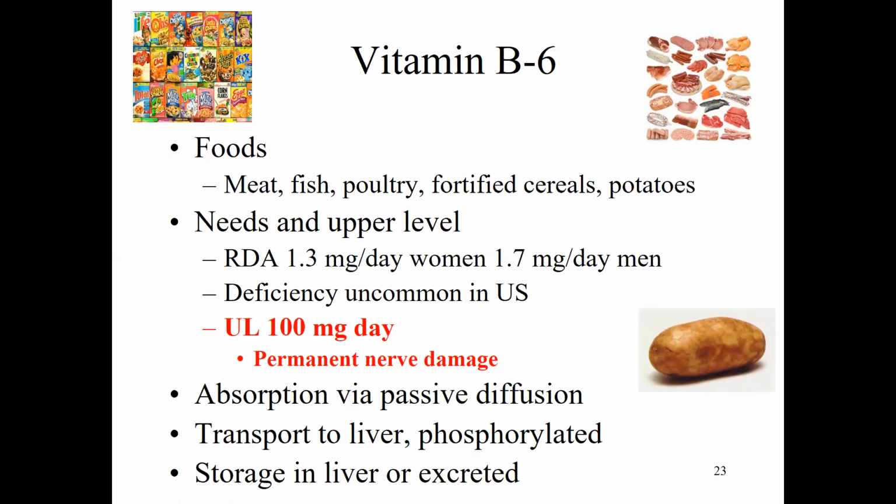In terms of absorption, it's very easily absorbed via passive diffusion. B6 gets transported to the liver, where it gets phosphorylated, so a phosphate group gets added to it. We can store it in our liver or we can excrete it. But because it does get stored, that's one clue that we might have to start worrying about buildup and toxicity.